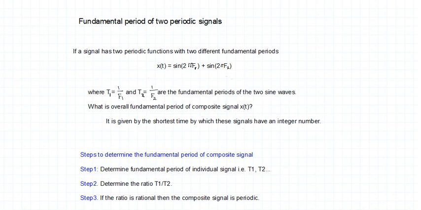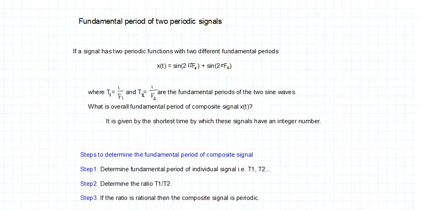I repeat step number 3. When you get your T1 by T2 value, look at the ratio. If the ratio is rational, then the given composite signal is periodic. If your ratio is irrational, then the given signal is aperiodic. Right, now what do you mean by rational? A rational number is a ratio of two integers.